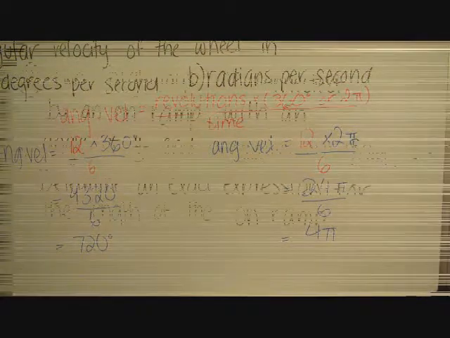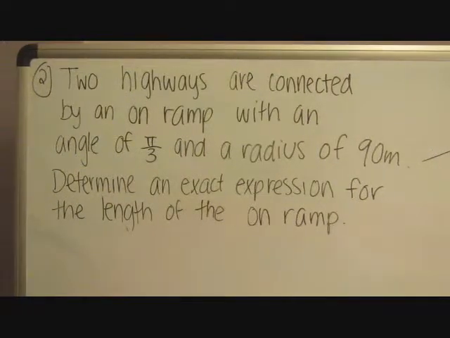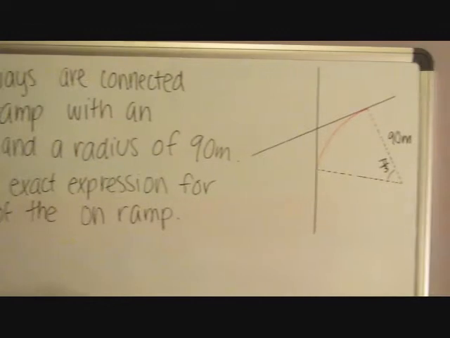Got it. So the last topic that was covered in this chapter was arc length. This is an example of how to use it. So the question is, two highways are connected by an on-ramp with an angle of pi over 3 and a radius of 90 meters. Determine an exact expression for the length of the on-ramp. So the diagram is over here.